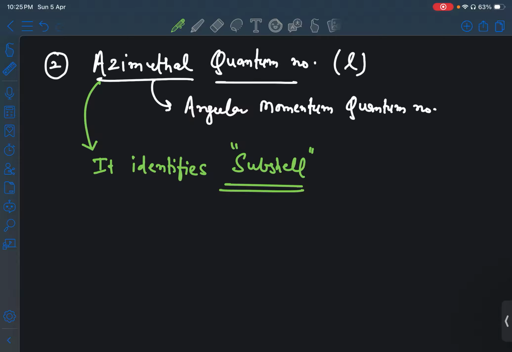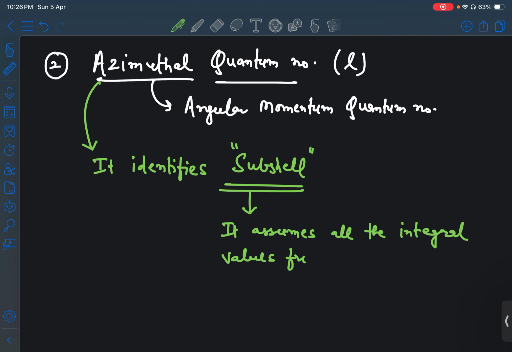And it also takes values. It assumes all the integral values from 0 to n minus 1. This is how we see the values: 0 to n minus 1.